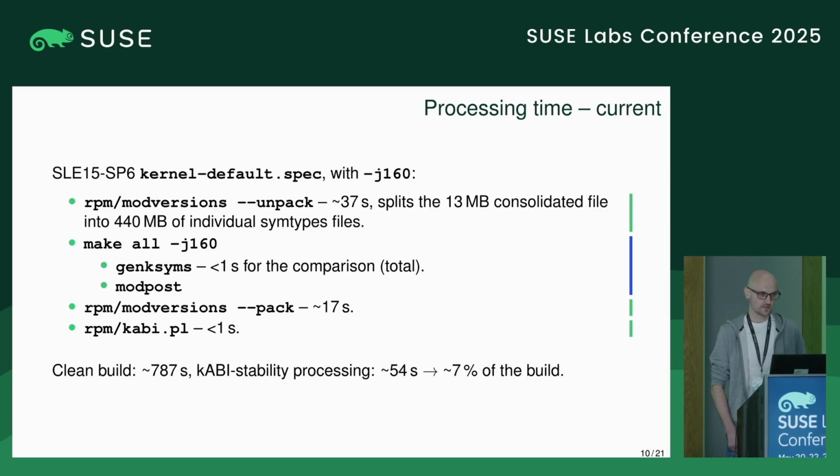Then the regular kernel make is performed. From the kABI stability perspective, only the comparison done by genksyms contributes to the measured time. And because make can run genksyms in parallel, the contribution is minimal. Following that, the modversions spec step takes 17 seconds, and the final comparison done by kbi is trivial, and it takes less than 1 second. The total build time in this case was 787 seconds, with 54 seconds spent on KBI stability processing, and this constitutes 7% of the total build time.